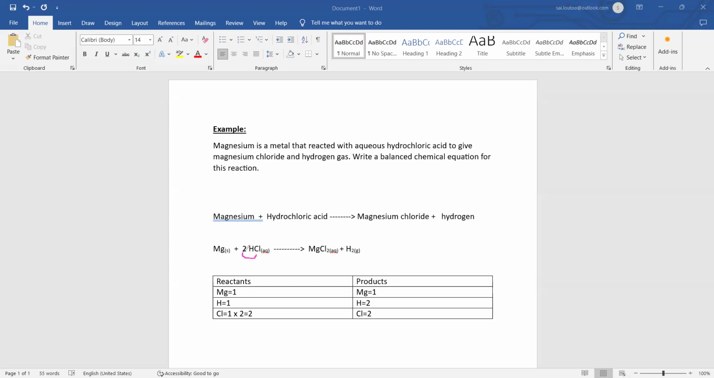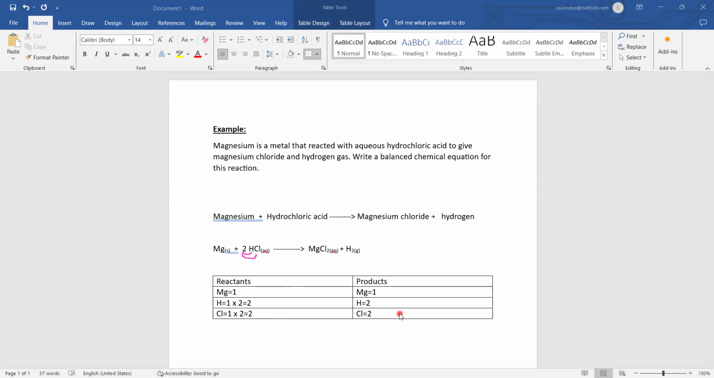Right. So this 2 not only applies to the chlorine, but it is also going to apply to the hydrogen there now, right? So now the hydrogen, which was originally 1, is also going to be multiplied by 2. So 1 by 2 gives me 2. And we do a little double check to ensure that everybody is balanced. 1 magnesium, 1 magnesium. 2 hydrogens, 2 hydrogens. 2 chlorines, 2 chlorines. So the equation there is balanced, right?